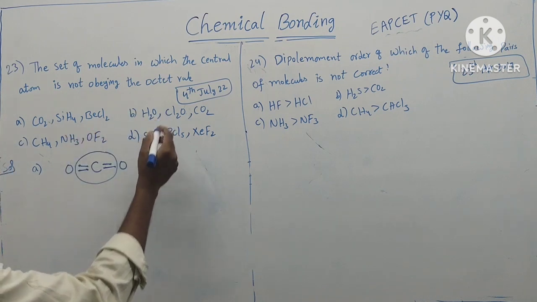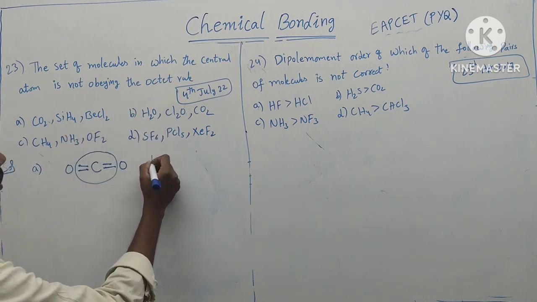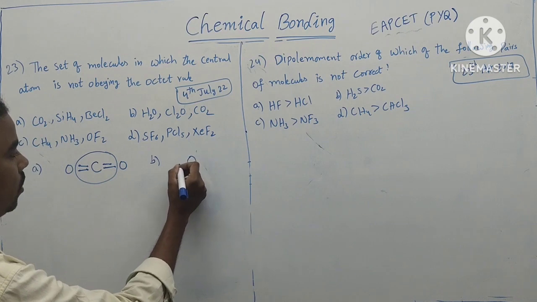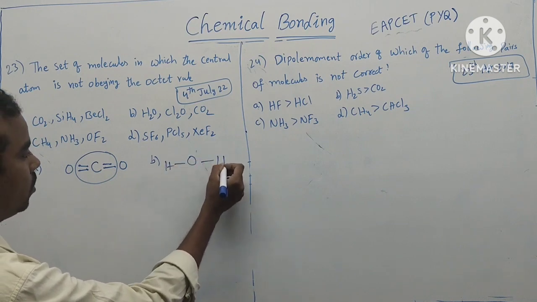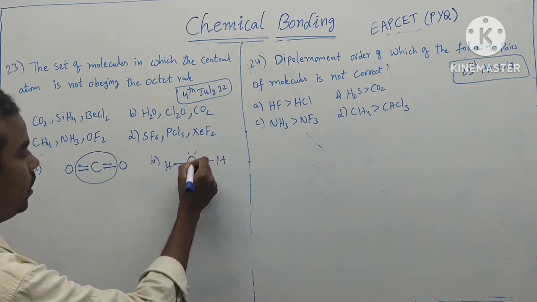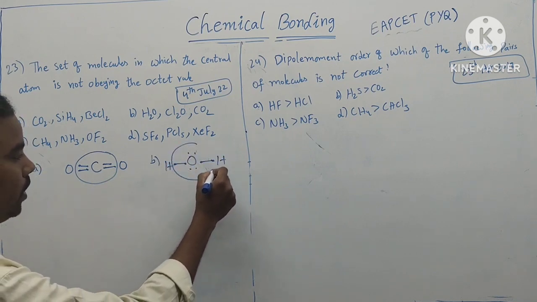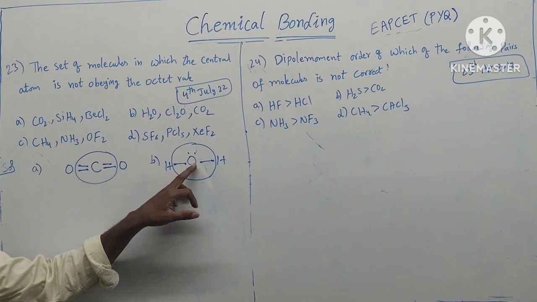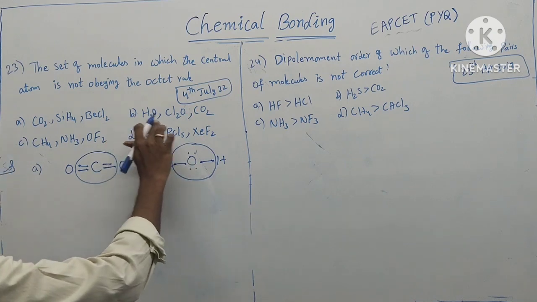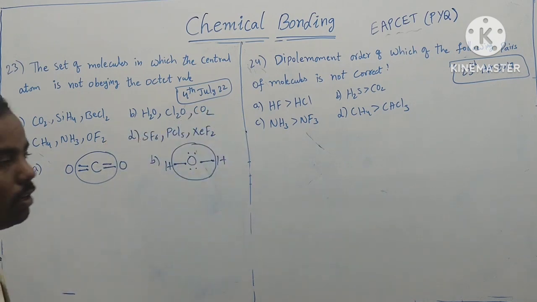Remaining ones. So B, if you check H2O: oxygen, 2 hydrogens. Oxygen has 2 lone pairs, so 1, 2, 3, 4, 5, 6, 7, 8. So the central atom also obeys the octet rule, so it is also not the correct answer.